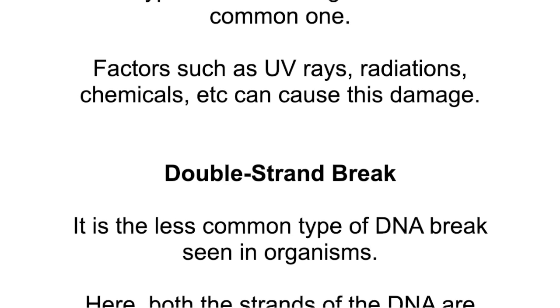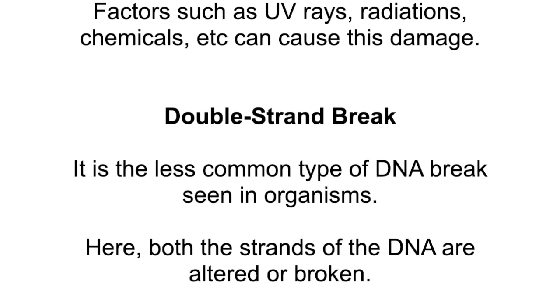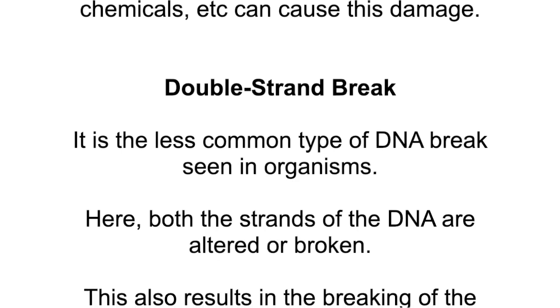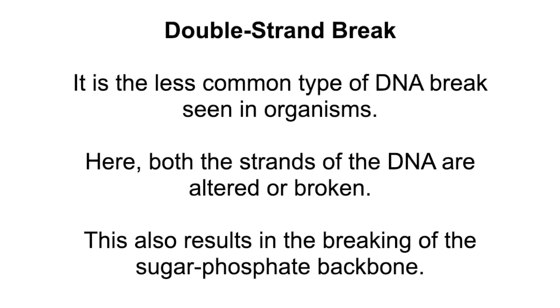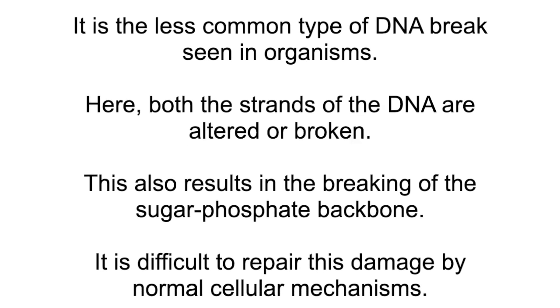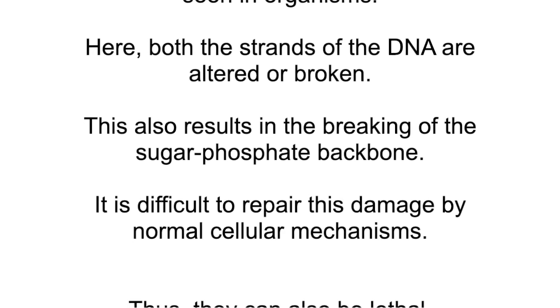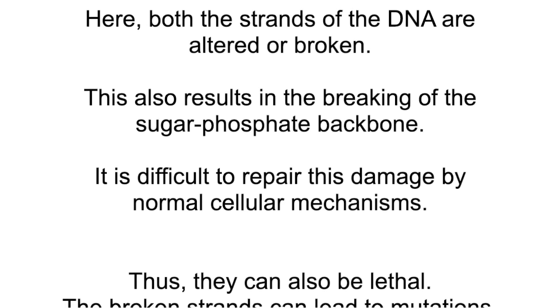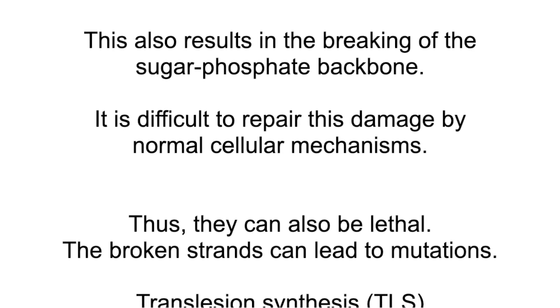Double strand break. It is the less common type of DNA break seen in organisms. Here, both the strands of the DNA are altered or broken. This also results in the breaking of the sugar phosphate backbone. It is difficult to repair this damage by normal cellular mechanisms. Thus, they can also be lethal. The broken strands can lead to mutations.